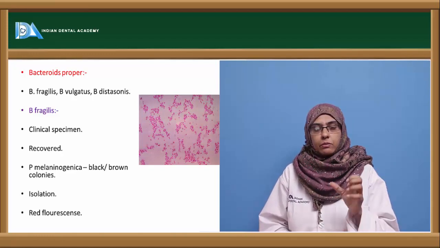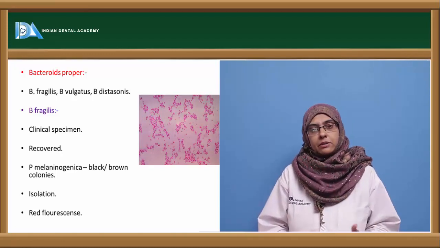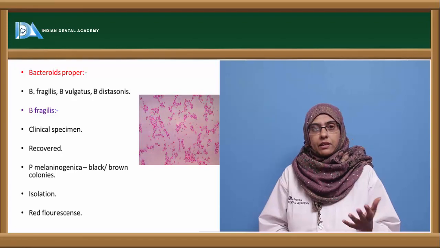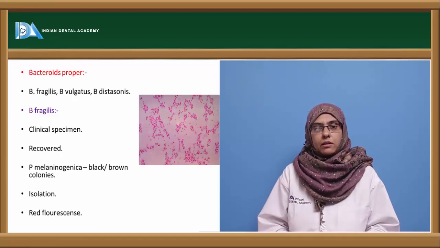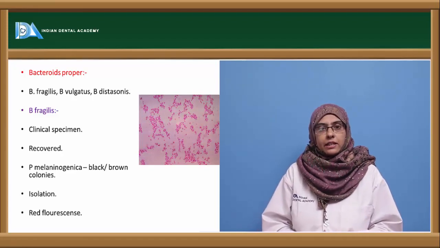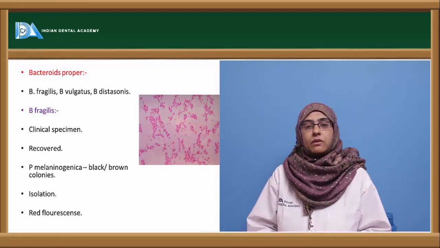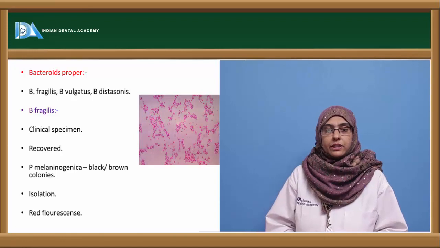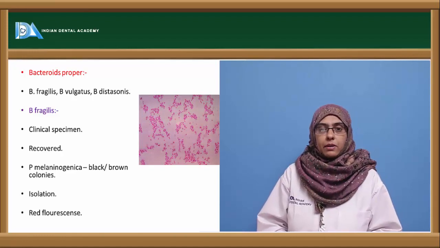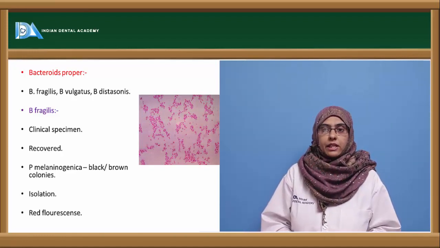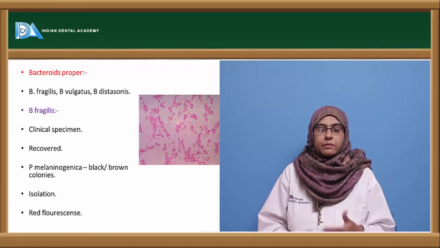Here we have the most important group of organisms that is pathologically involved, that is Bacteroides fragilis. You can identify the organism in clinical specimens such as wounds, suppurative infections, CSF, blood, or urogenital infections. They can be easily recovered from these areas.